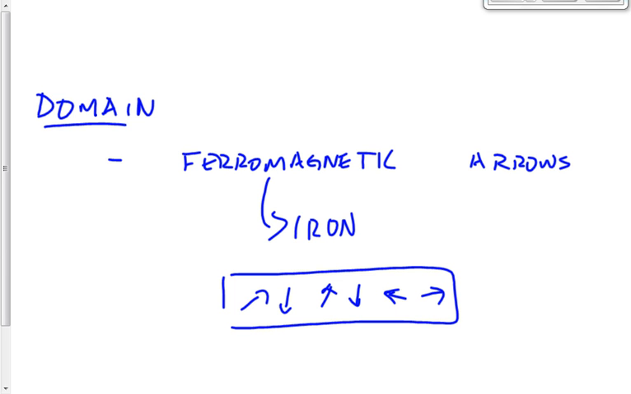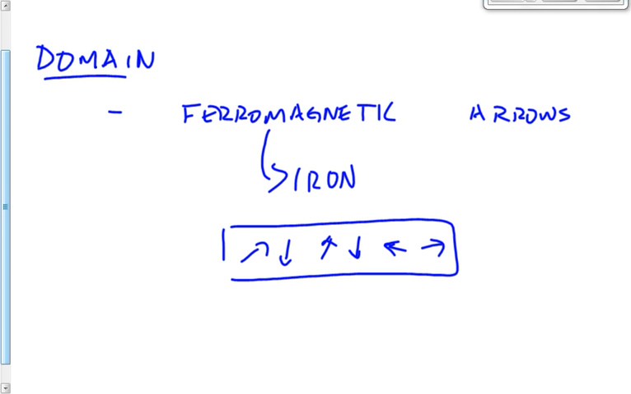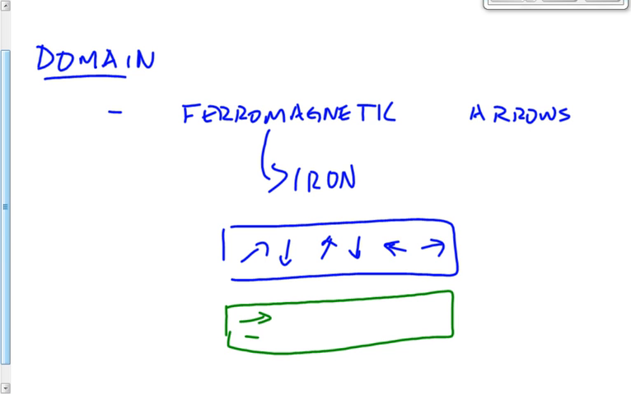So let's take those domains and try to align them. Let's try to get them pointing in the same direction. What's one of the ways that we can do that? One of the ways that we can get these things changing direction and pointing at least more or less in the same direction. Bring another magnet nearby. In fact, the closer you bring it, the better. If you rub it against it, it's even better. This other magnet has to have its domains aligned already.